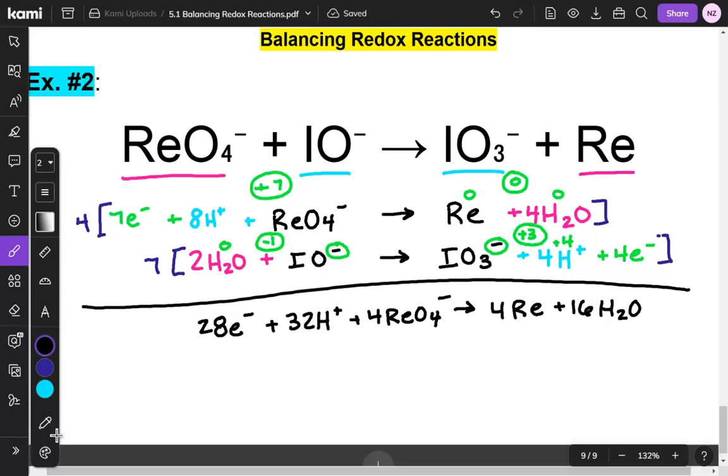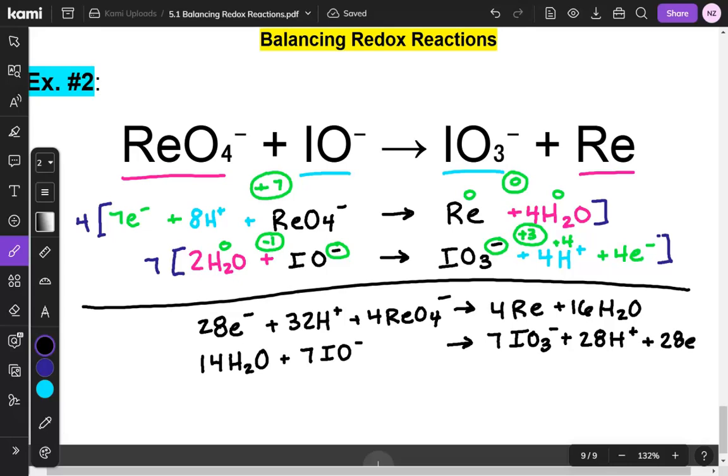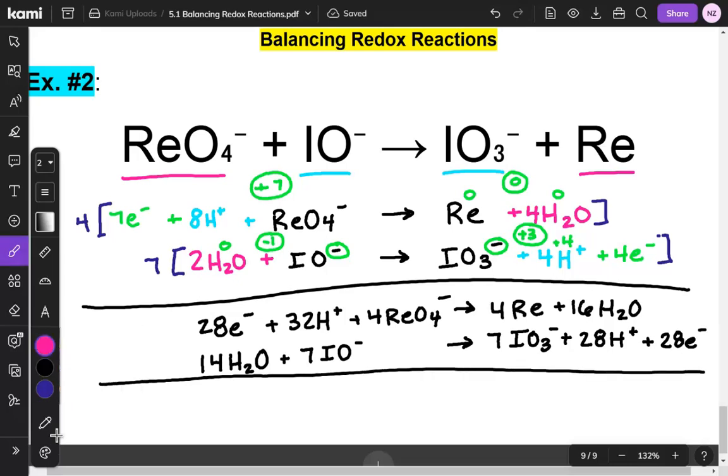All right. In our second half reaction, 7 times 2 is 14 waters. 7 times 1 is 7 IO minuses. On the right-hand side, 7 times 1 is 7 IO3 minus. 7 times 4 is 28 hydrogens. 7 times 4 is 28 electrons. Okay, so obviously our electrons are going to cancel out.